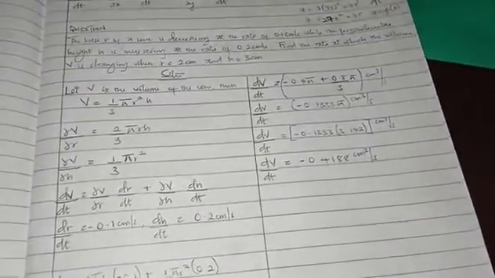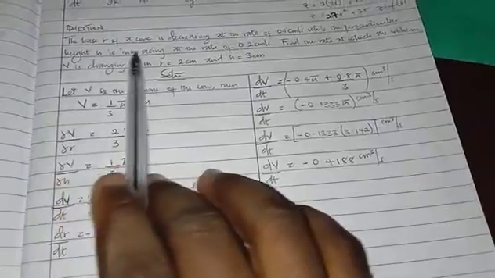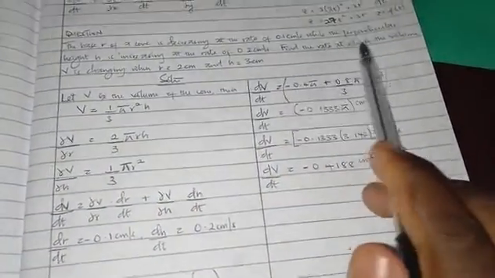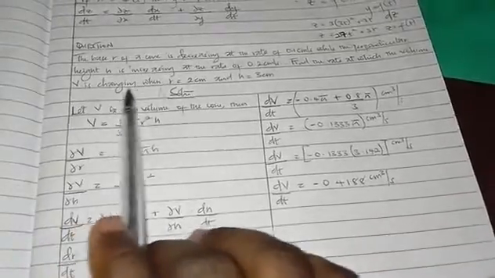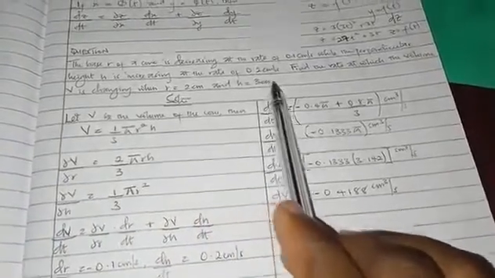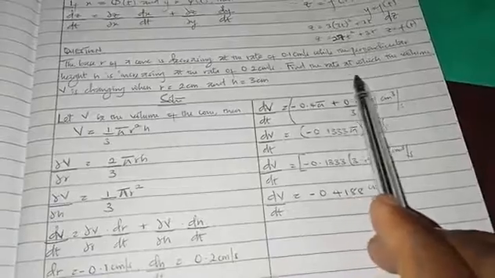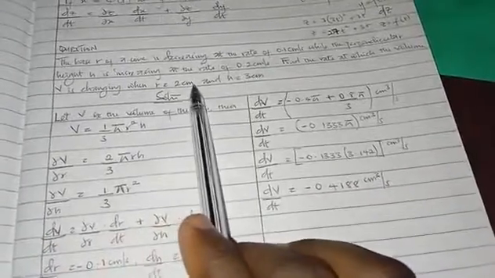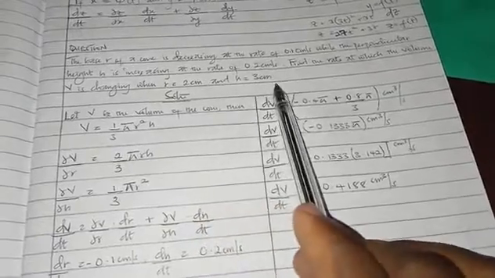Now let's see a question where we can apply this formula. Given the base area of a cone is decreasing at the rate of 0.1 cm square per second, while the perpendicular height h is increasing at the rate of 0.2 cm per second, find the rate at which the volume v is changing when r is equal to 2 cm and h is equal to 3 cm.